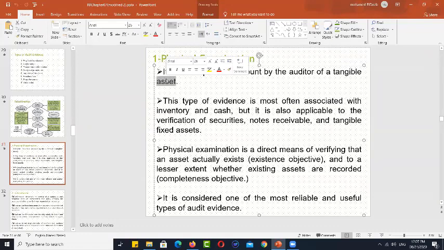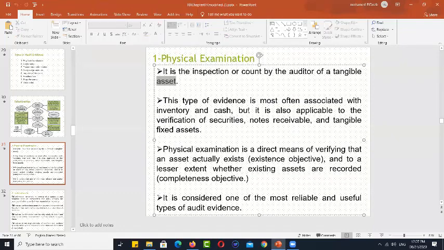And we said a tangible asset can include any tangible asset, not only cash, not only inventory. It can include accounts receivable, notes receivable, stocks, securities, whatever can be counted will come under physical examination. Actually, physical examination is the most persuasive but the most costly type of evidence.